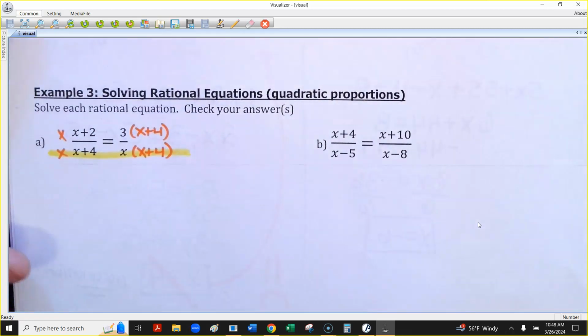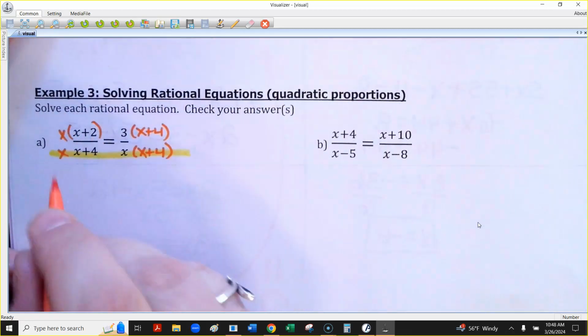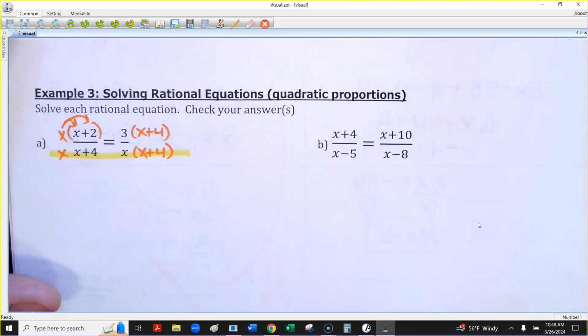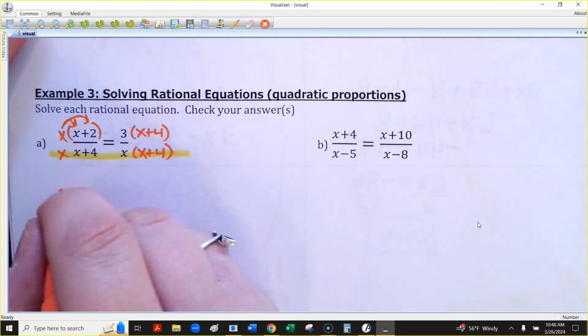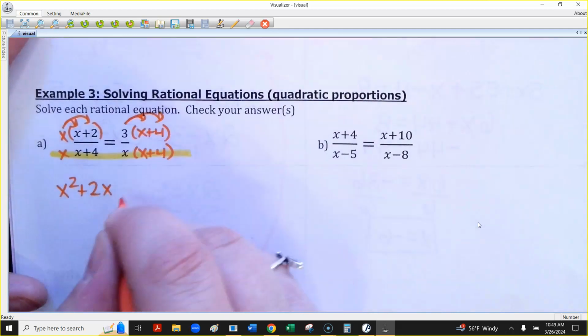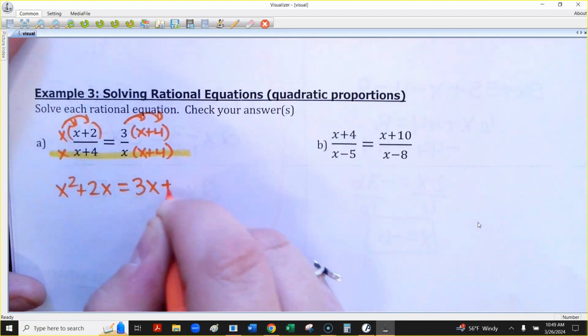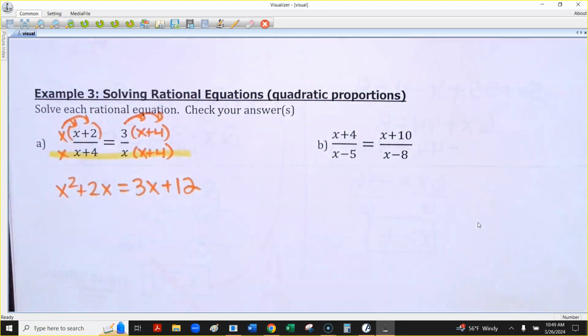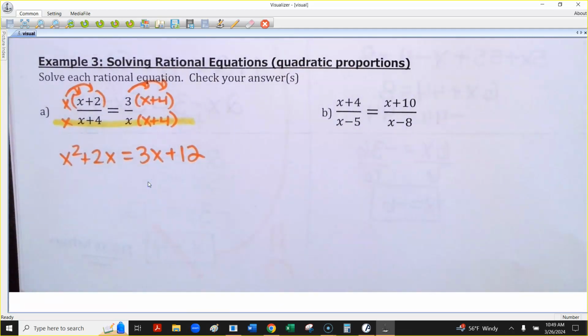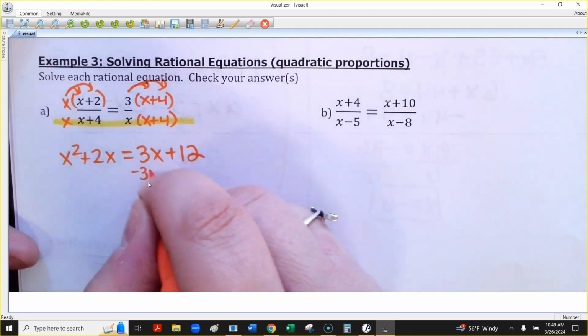What you want to do here on the top, you'd have to distribute an x. This is going to be a quadratic, so a little practice with quadratics here today. So you got x squared plus 2x. On the other side, you would have 3x plus 12. All right, if we're going to end up with a quadratic, you want to set it equal to 0, but you want your x squared term to be positive. So I'm going to leave the x squared plus 2x where it's at. I'm going to move the 3x and move the 12.